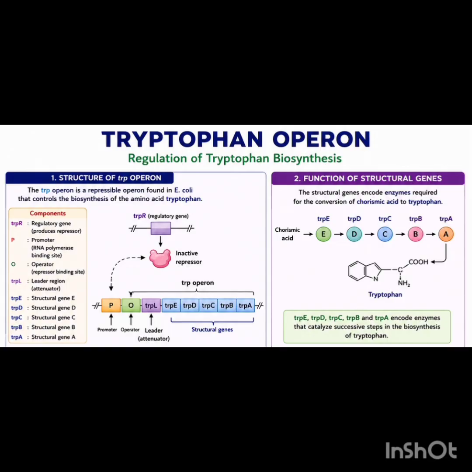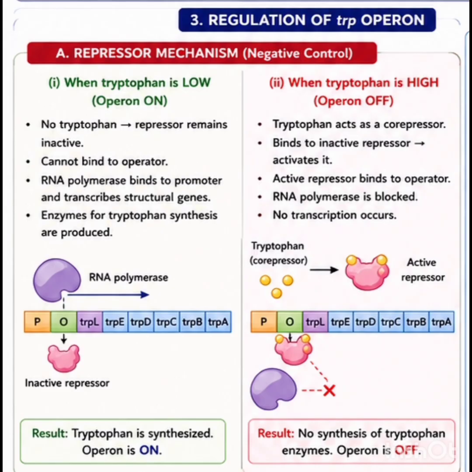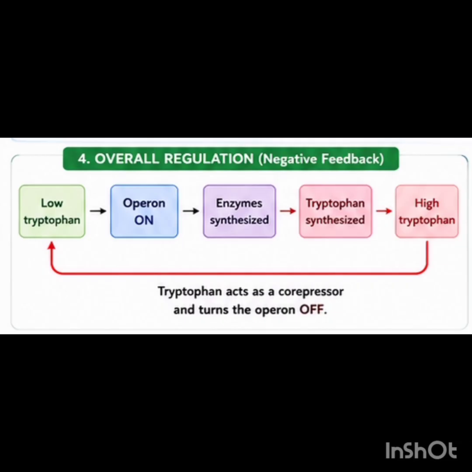The regulatory gene trpR produces a repressor that becomes active only when bound by tryptophan, which acts as a co-repressor. High levels of tryptophan repress transcription, whereas low levels permit transcription and enzyme production. In addition, attenuation provides a second layer of regulation through alternative RNA secondary structures formed in the leader region.